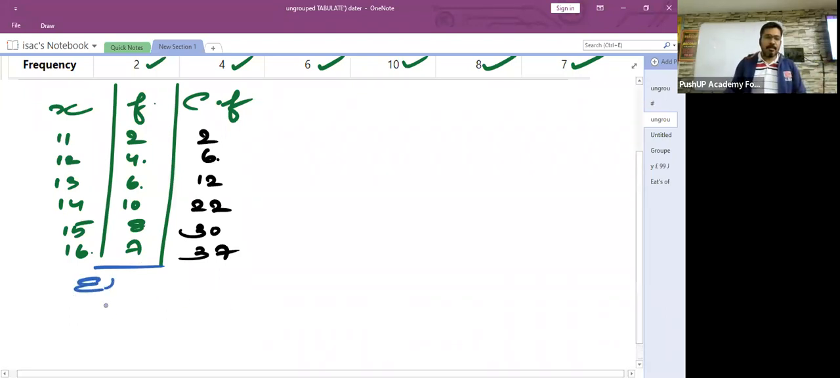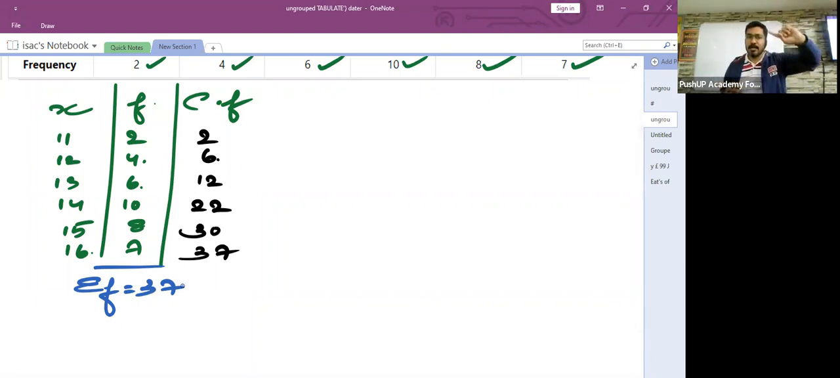So children, sigma f is equal to how much? 37. Without even finding the sum of all these frequencies, you can say it has to be equal to 37. Why? Because it was already given to you in the question, isn't it? 37 students were there. Okay. And what is sigma f when it comes to tabulated data? Sorry, when it comes to arrayed data, the value of n. Isn't it? Sigma f comes for tabulated data.